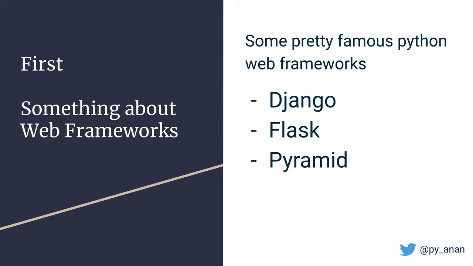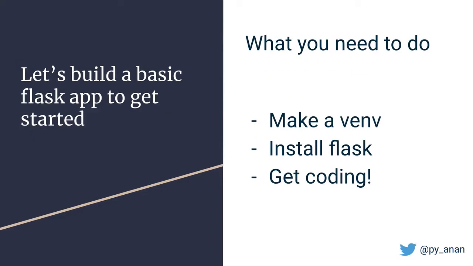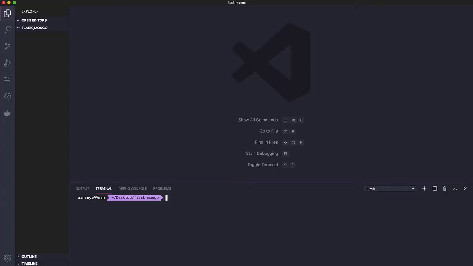So let's look at how to build a basic Flask app to get started. So what do we need to do? Let's start by making a virtual environment, and let's install Flask and then get coding with our first hello world application for Flask. Before we begin, this is Visual Studio Code, and you could use any IDE that supports Python. So let's just make up a virtual environment.